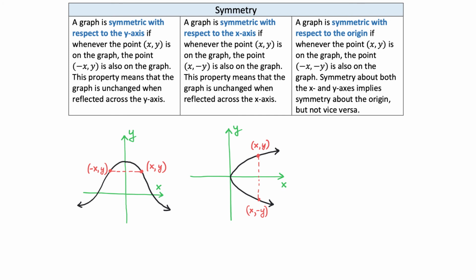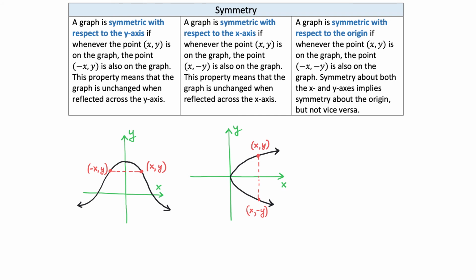Also, notice that the graph to the left represents a function and the graph to the right does not represent a function. And now let's see the third definition. A graph is symmetric with respect to the origin if whenever the point x, y is on the graph, the point negative x, negative y is also on the graph. Symmetry about both the x and the y-axis implies symmetry about the origin, but not vice versa.